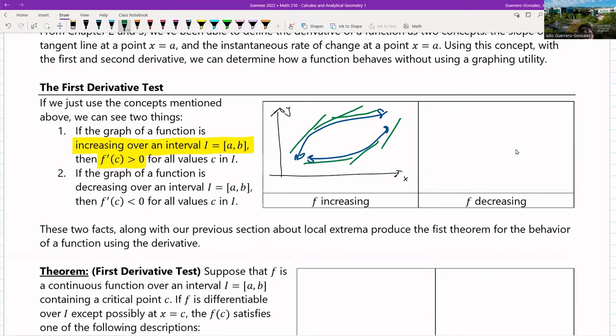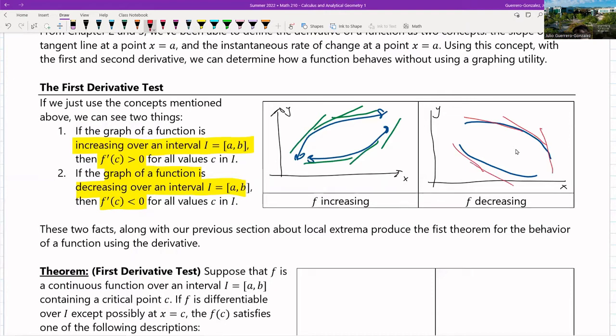Likewise, if the graph of a function is decreasing over an interval, then the derivative is going to be less than 0. Same idea: here's an X and a Y, and I'm going to draw some decreasing graphs. It doesn't matter how it's decreasing, this way or this way. All of these slopes of the tangent lines are negative. They are all dropping. That's the only idea that we need.